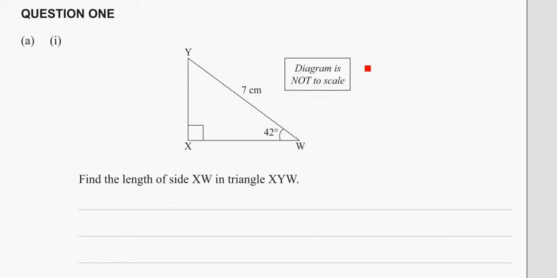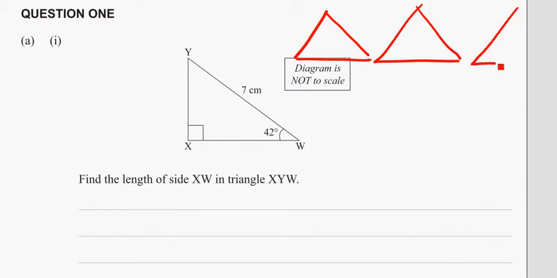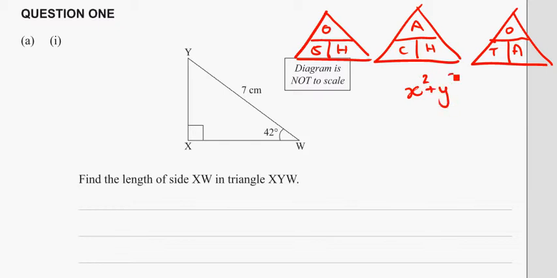Right, question 1a, part 1. Clearly we're going to be using either Pythagoras' theorem or trigonometry, so I'm sure by this stage you've drawn for yourself the three SOHCAHTOA triangles that we're going to be using. You need to do that at the top of your exam paper. SOHCAHTOA. And you might want to have a go at writing Pythagoras' theorem as well, just in case.